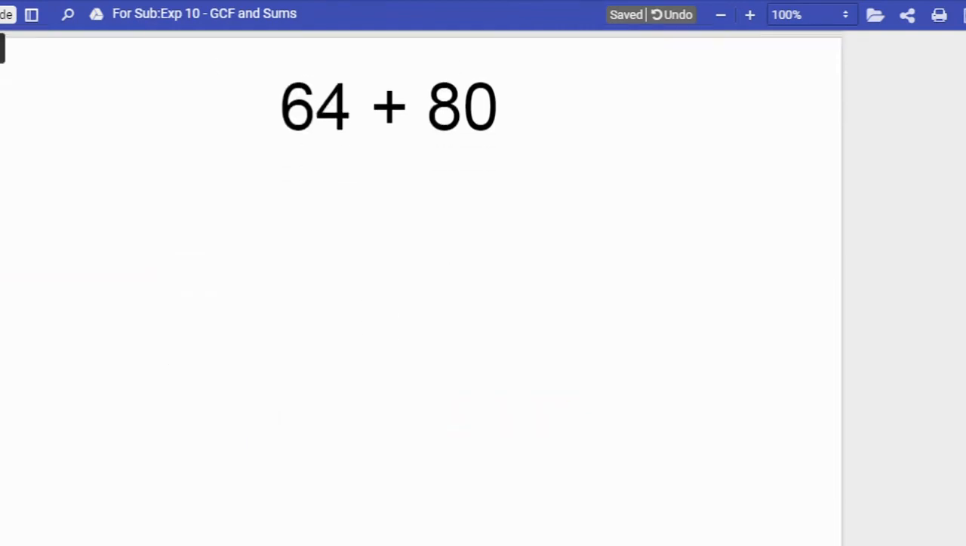Okay, moving to the next one. Again, go ahead and pause the video. You create an equivalent expression using the greatest common factor and sum, and press play when everybody's ready.